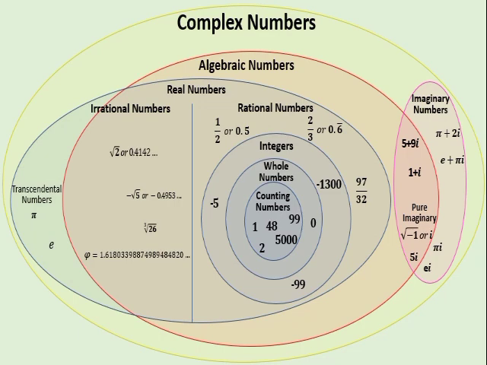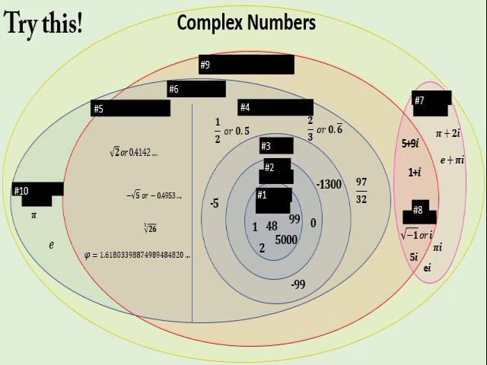Using the diagram, take note: natural numbers, or counting numbers, and whole numbers are a subset of integers. Integers are a subset of rational numbers. Rational numbers are a subset of real numbers. Real numbers include algebraic and transcendental numbers. Algebraic numbers may or may not include irrational and imaginary numbers. Combinations of real and imaginary numbers make up the complex numbers. Now, try this. Are you not familiar with the different number sets? You can complete this diagram.